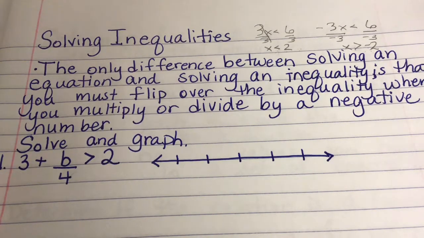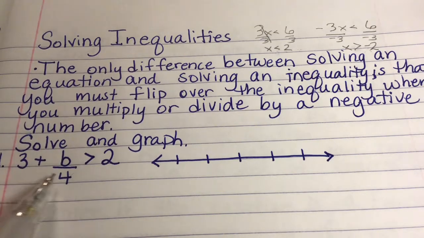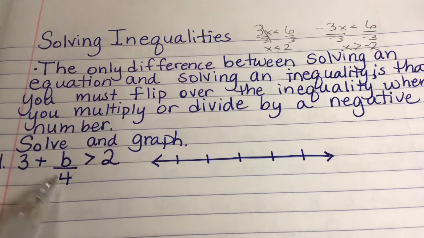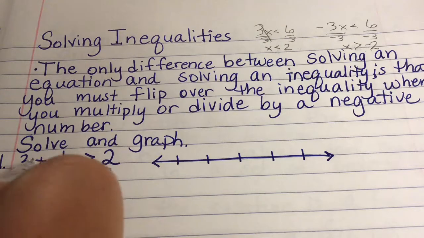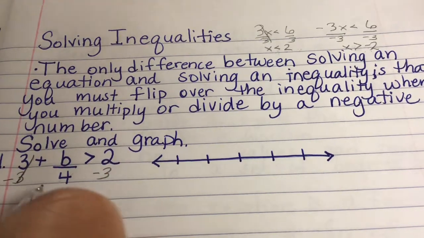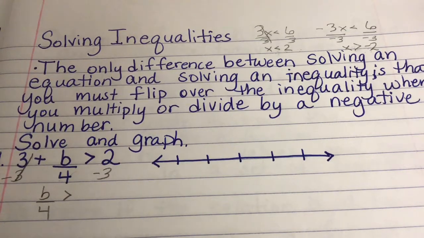So the first thing I'm going to do is, hopefully you have been told, or you just realize, you're sort of working PEMDAS backwards when you're solving an equation or inequality or isolating a variable. So instead of getting rid of divide first, I would get rid of this adding 3 first by subtracting 3. So I'm going to subtract 3 from both sides. It'll be gone on the left side. b divided by 4 is greater than 2 minus 3, which is negative 1.